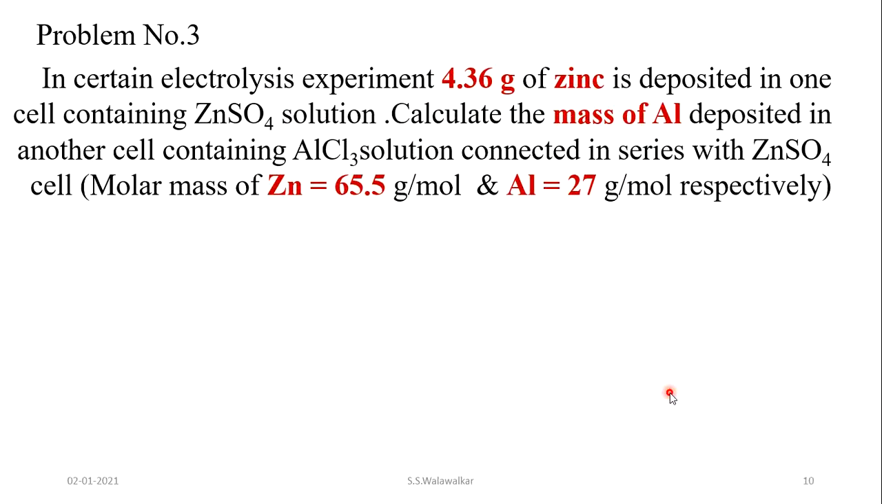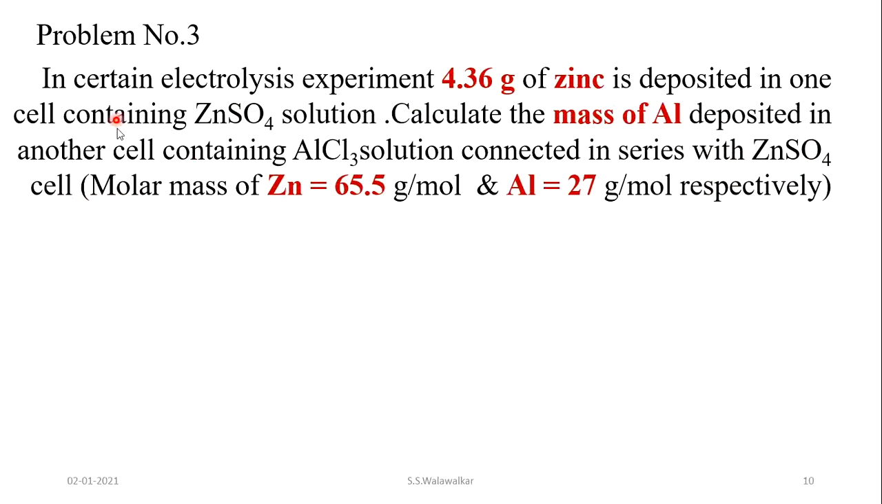Problem number 3, see here. In a certain electrolysis experiment, 4.36 gram of zinc is deposited in one cell containing zinc sulfate solution. Calculate the mass of aluminium deposited in another cell containing AlCl3 solution connected in series with the zinc sulfate cell.